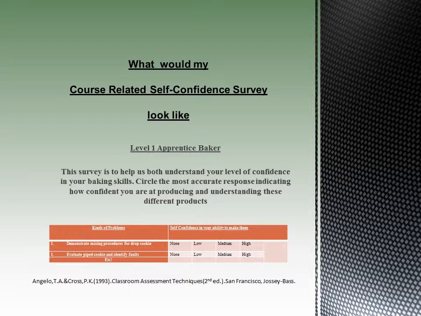And if you can see down below here, we can see one of those kinds of problems would be demonstrate mixing procedures for a drop cookie, which is a certain type of cookie. The learner will then circle between none, low, medium, and high their level of confidence on that specific item. So this is what my course-related self-confidence survey would look like.